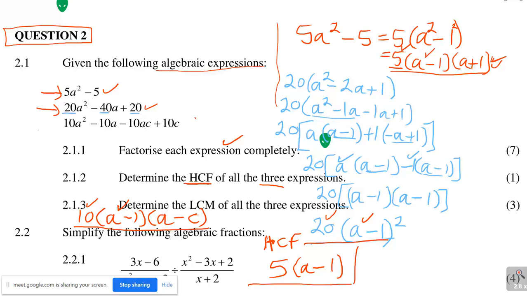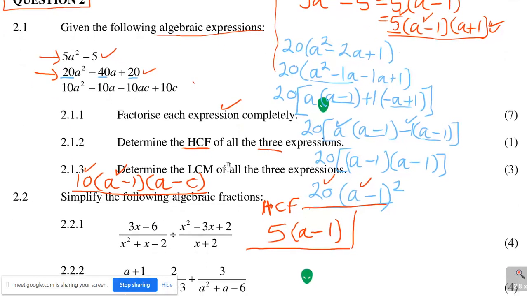Now, when they say your LCM, your LCM is everything. You write everything. Now, obviously, when you look at the numbers 5 and 10 and 20, you can see that 5 goes into 10, 5 goes into 20. So you take the biggest number, which is 20. Are you seeing that? Because 5 is in 20 and 10 is in 20. So you take the 20, then move on.